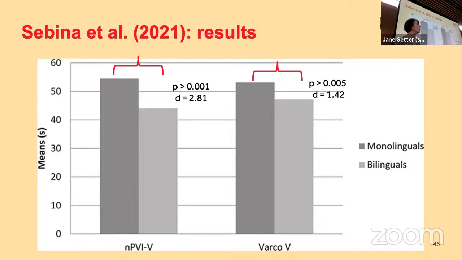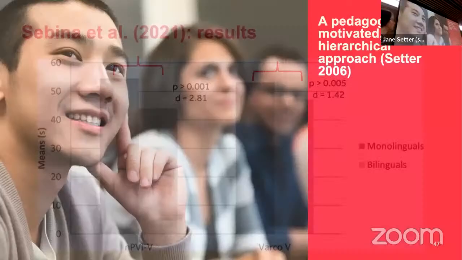She also looked at penultimate syllable lengthening, because that's a focus in Setswana, but I'm not going to talk about that here. So this is what she found.